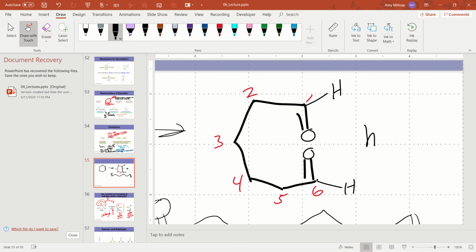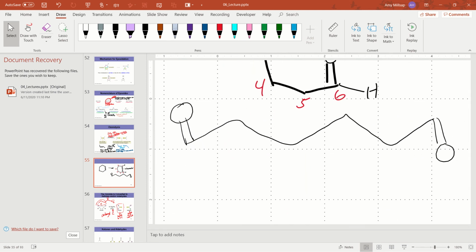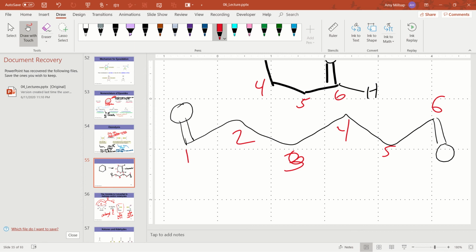And we need the carbon numbers, so 1,6-hexanedial for dialdehyde. And if you want, you can redraw your product to reflect that you have simply a 6-carbon dialdehyde in the zigzag formation. So that would also be an acceptable product answer.